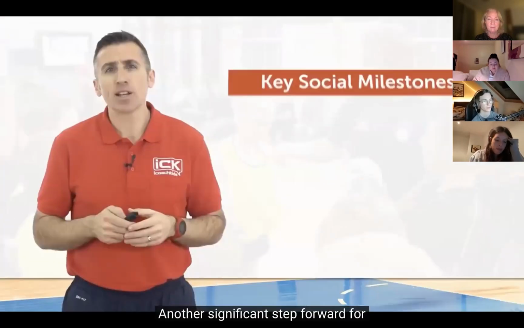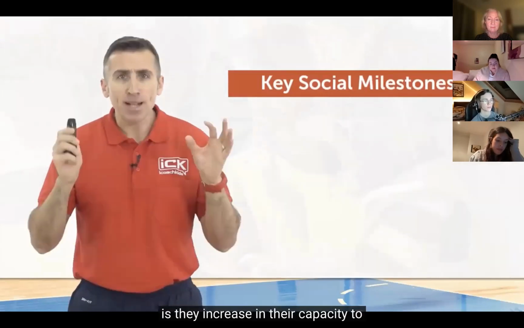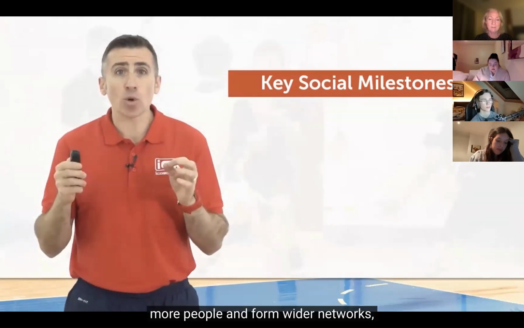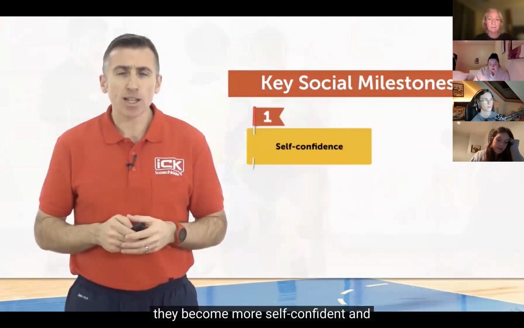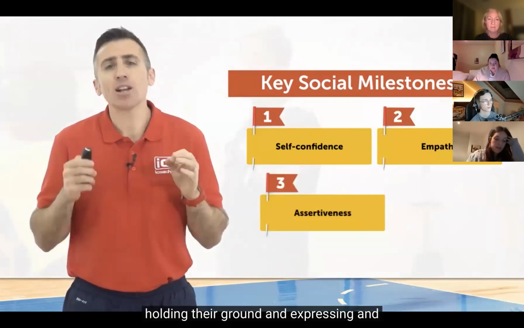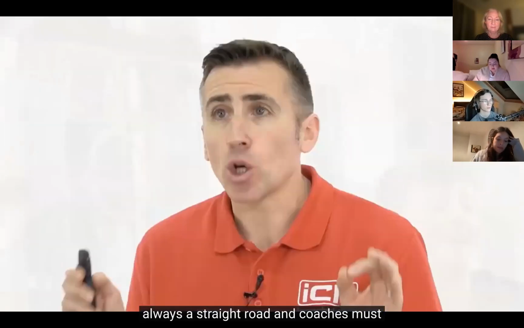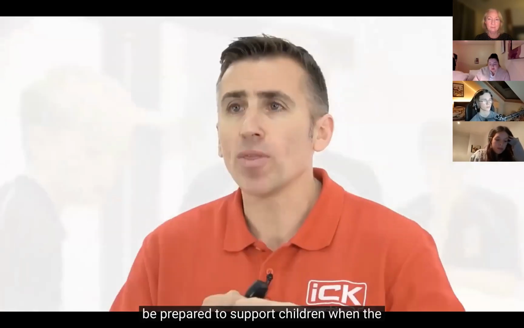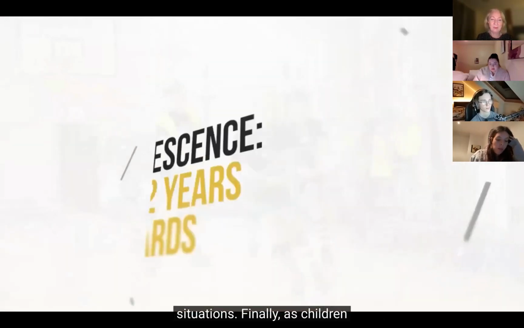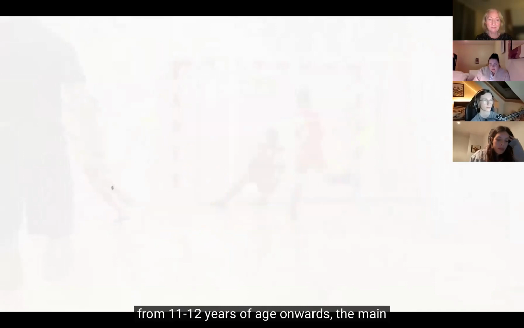Another significant step forward for children during the primary school years is the increase in their capacity to stand up for themselves. As they meet more people and form wider networks, they become more self-confident and empathetic. But they also get better at holding their ground and expressing and controlling their emotions. This is not always a straight road, and coaches must be prepared to support children when the wheels come off emotionally in social situations.